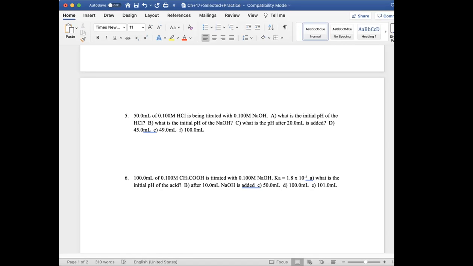All right. So the initial pH of HCl, that's the answer for that. Initial pH of NaOH. So this is where we do the Kb thing, turn it into pKb, set it equal to pOH, and then do 14 minus pOH to get pH. Make sense? Yeah. All right.